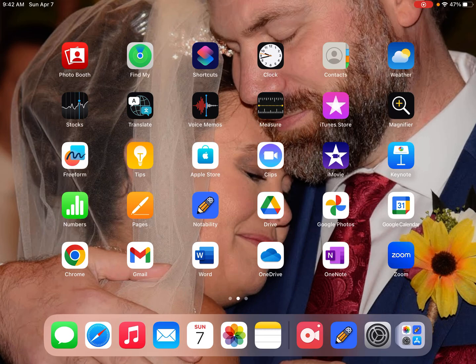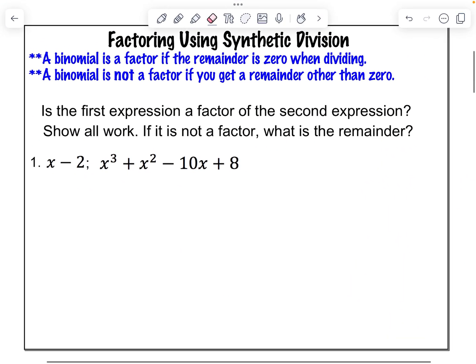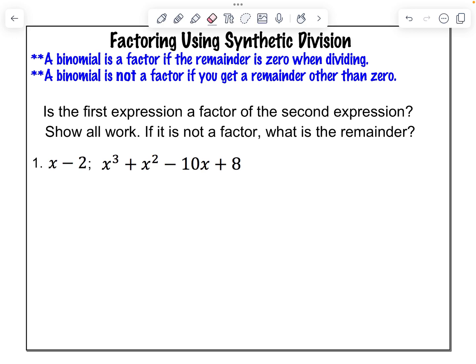Sorry that I'm not there today, guys, but we're going to work on topic 5 after your quiz. So it's nothing new. We're just going to combine two things that we've already learned into one. So you can factor using synthetic division.